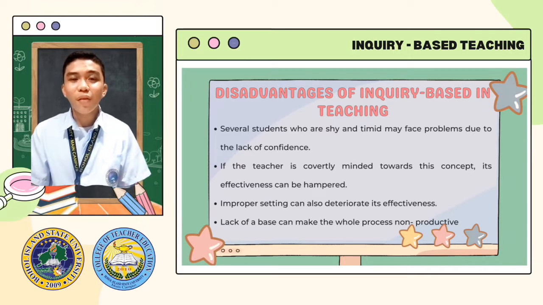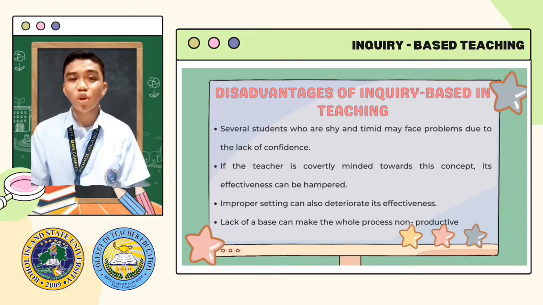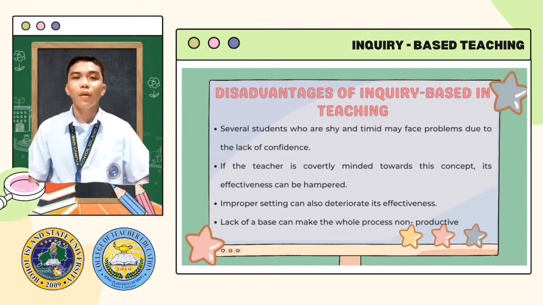First, several students who are shy and timid may face problems due to the lack of confidence. This can be overcome by the teacher providing extended support and individual attention to the students. Second, if the teacher is closed-minded towards this concept, its effectiveness can be hampered. Hence, the teacher needs to accept it to practice it wholeheartedly.